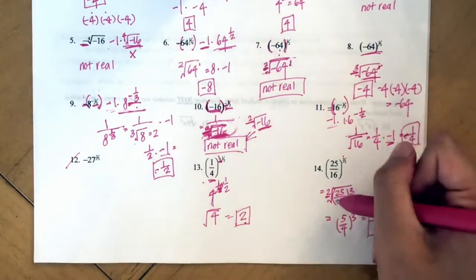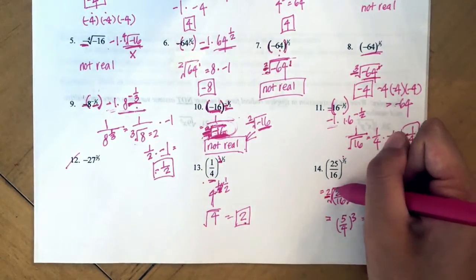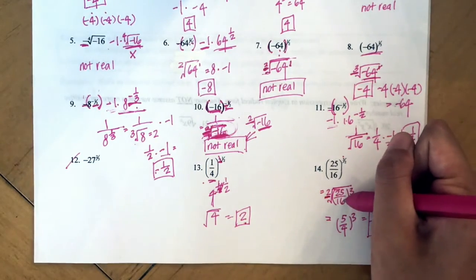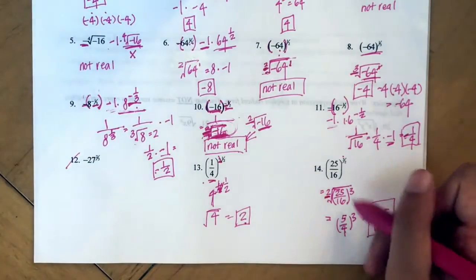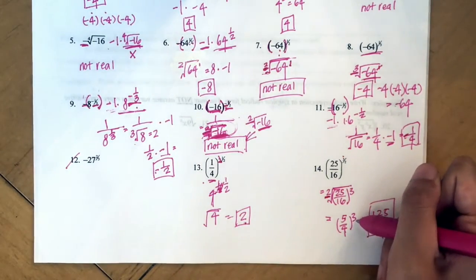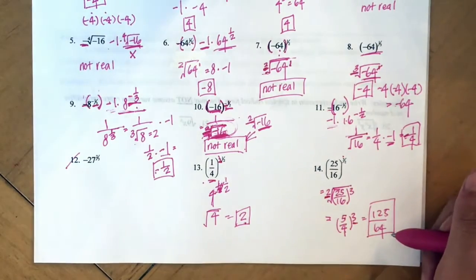Okay, so we're going to get rid of this first, so square root of 25 and then square root of 16, which gives us 5 and 4 respectively, and then we're going to do the cubed power last, because that is the easiest way to solve this problem. Okay?